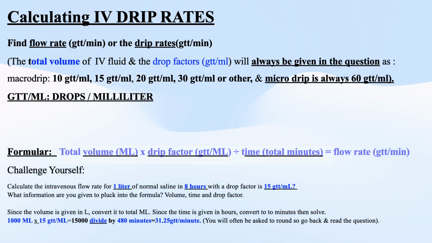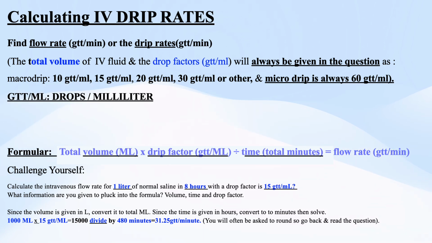Okay, now what is the formula to solve this problem? Like I said, you will have to identify the volume in the problem. You will be given the drop factor to work with, so identify that in the problem. And then you will also be given the time to work with. If you are going to find drops per minute, look for the time given to you in minutes. It doesn't always come that perfectly. Sometimes we are given the time in hours. If you are given the time in hours, it's okay.